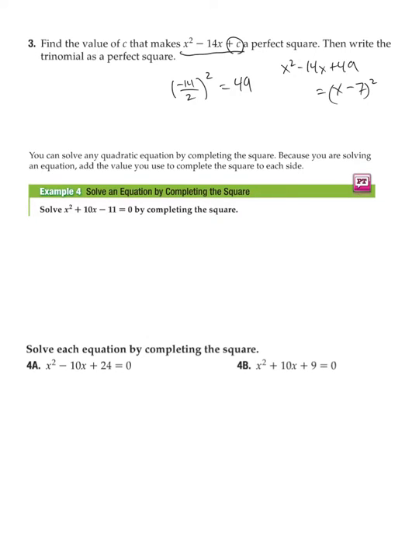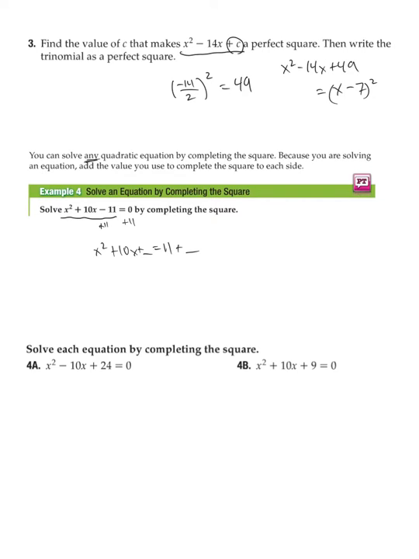Guys, you can solve any quadratic equation by completing the square. So what does that look like? Obviously this left side is not a perfect square. So let's move the 11 to the right side. We got x squared plus 10x equals 0 plus 11, which is 11. Let's add something to this left side to make it a perfect square. If we add it to the left side, we also have to add it to the right side.